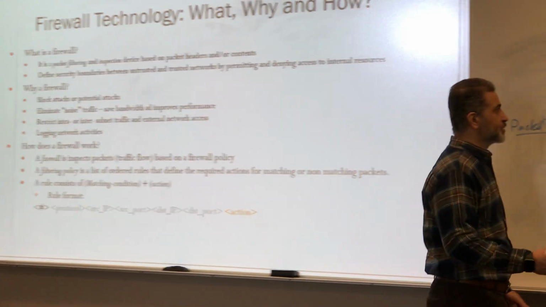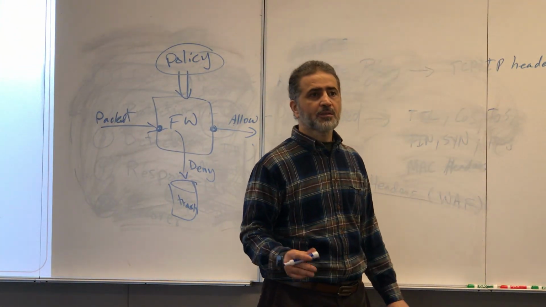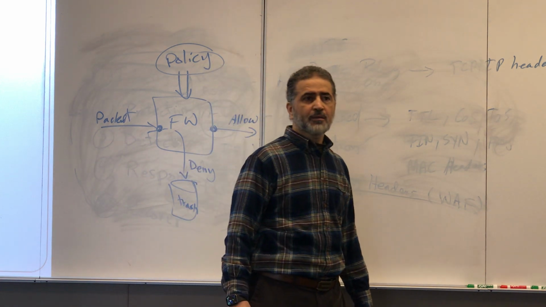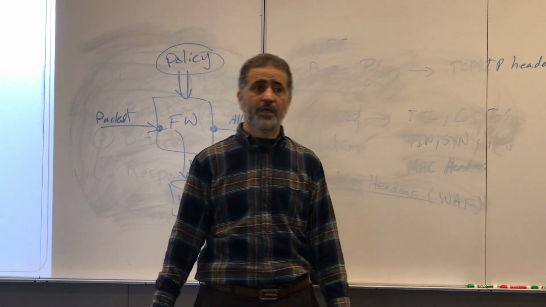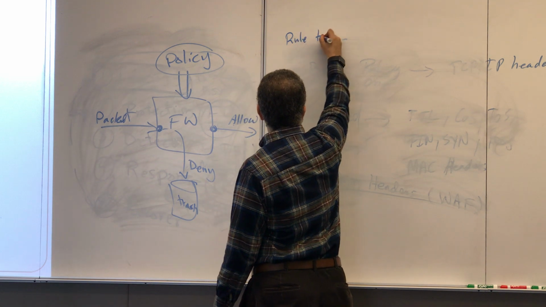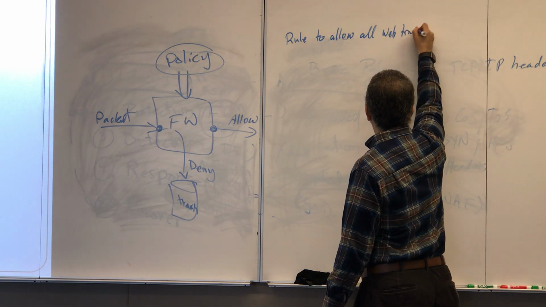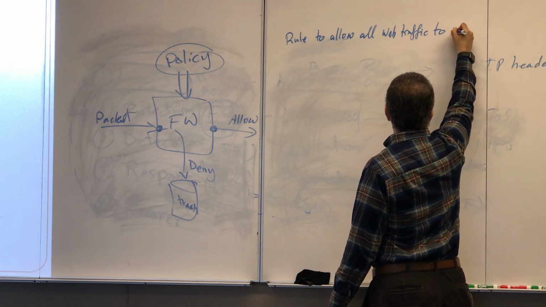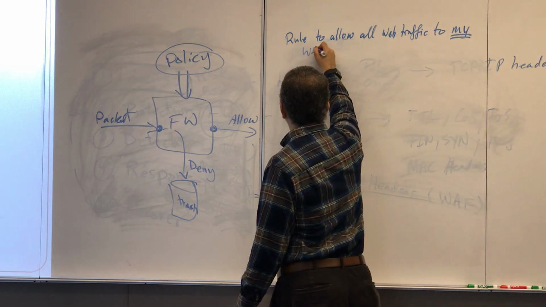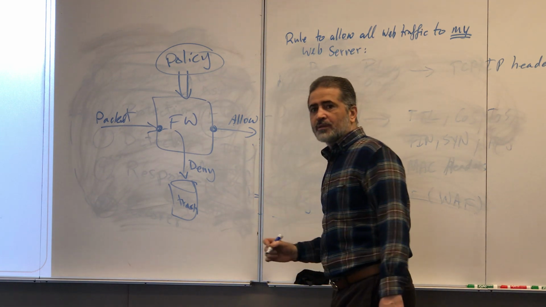Let's have an example of this. I want to allow all packets coming from outside to my web server. How can I write a rule like this? What would the rule be? A rule to allow all web traffic to my web server. How will I do this?